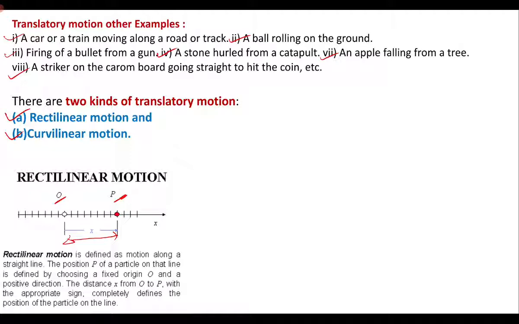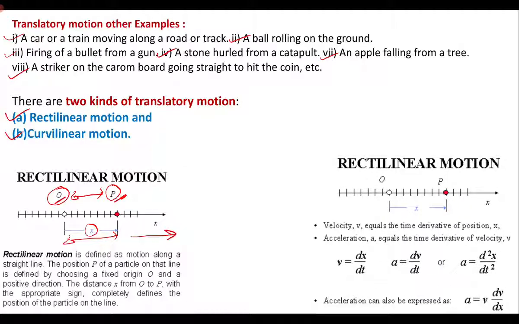The position P of a particle on that line is defined by choosing a fixed origin O, and a positive direction. So the positive direction is in this direction. The distance x from O to P, with the appropriate sign, completely defines the position of the particle on a line.